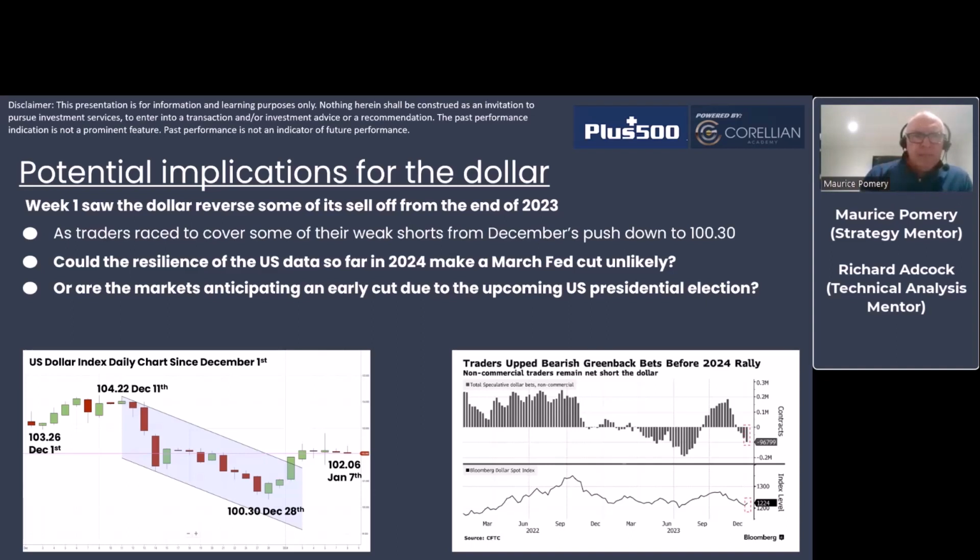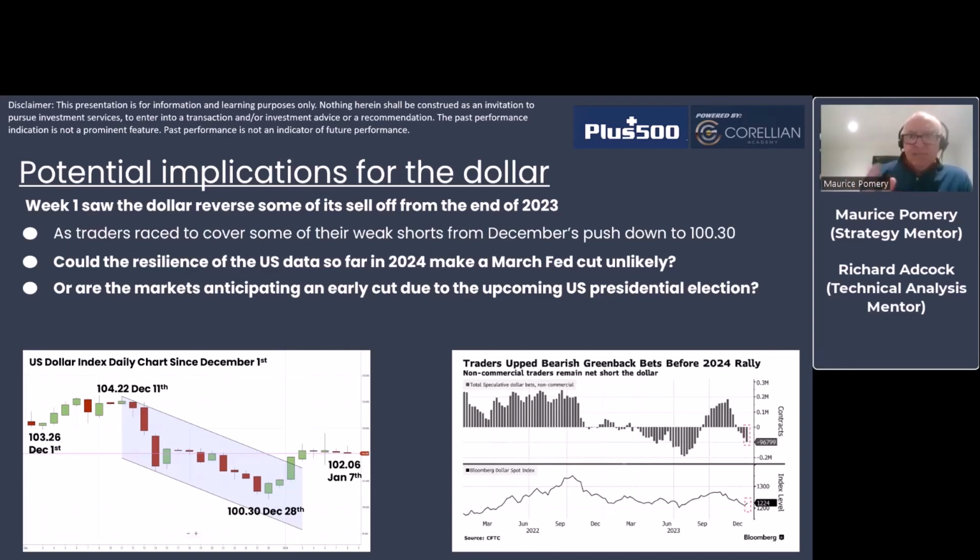The problem is the markets are pricing in quite a big cut starting in March, of 150 basis points. If we look at the Fed median dots, they're looking at 3 cuts only, not 5. So there's quite a gap between what the Fed is telling us and what the markets are pricing.